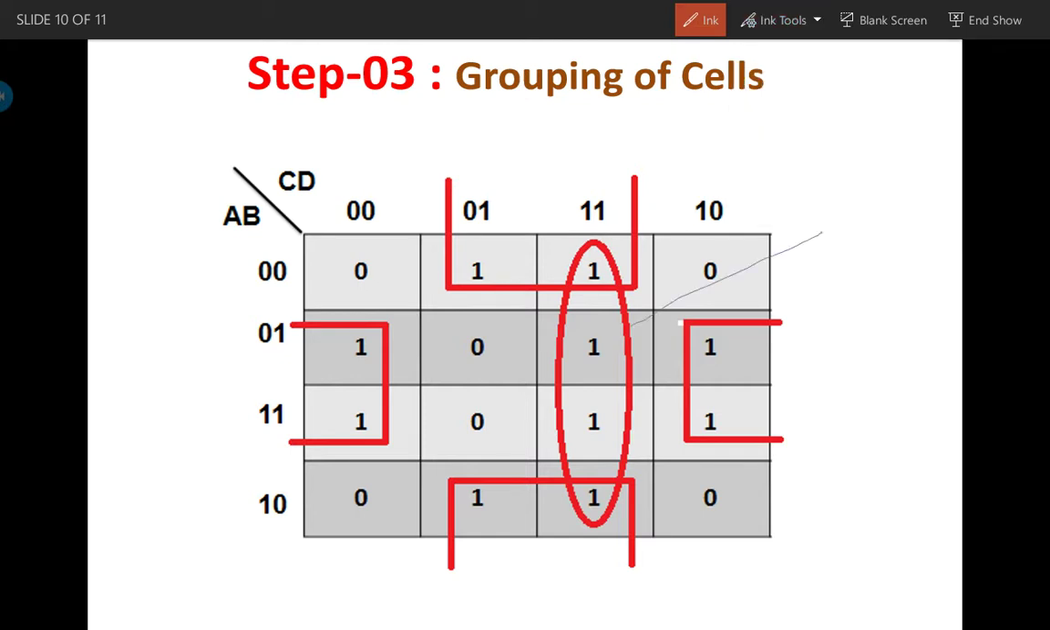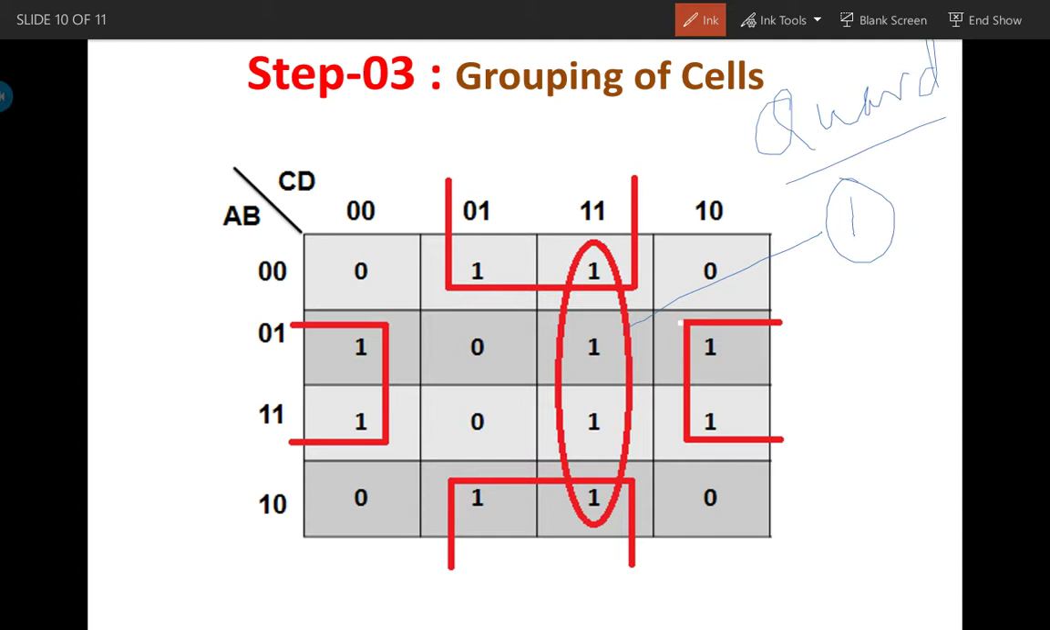Now look at this oval shaped group. I will call this group number 1, that covers 4 ones. That group covers the 4 ones, so we call it a quad group. The group that covers 8 ones is known as the octet group. Our ultimate aim is to make a large group as far as possible. So here there is a possibility of grouping all 4 ones in a single group. So we form a single quad group here.